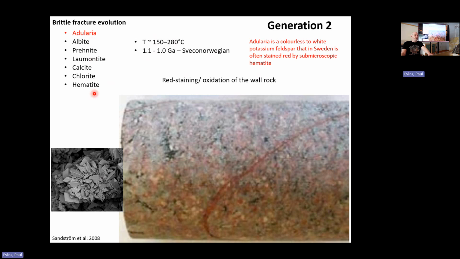These other minerals are also common. I mean, they can form, but this is by far the most common one to see. If you see calcite and chlorite, it's going to be hard to know which generation, because you're going to see later on that it's in lots of different generations. But I'll show typical examples of those.